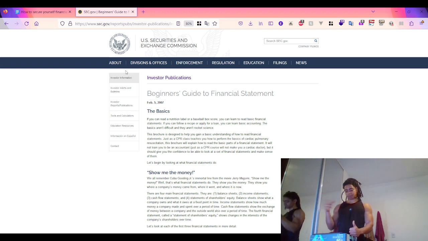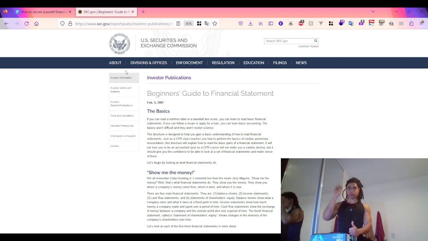So this statement uses the following formula to organize it: assets are equal to liabilities plus shareholders' equity. So you can find it listed in that order, with all of the assets at the top, followed by the liabilities and the shareholders' equity.